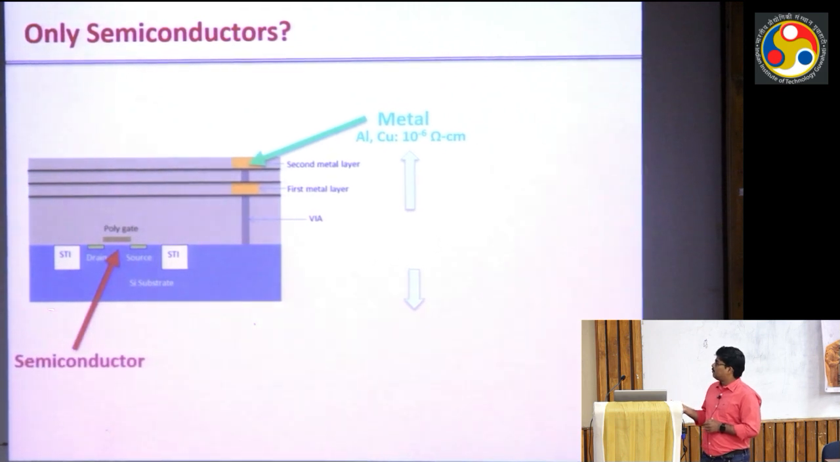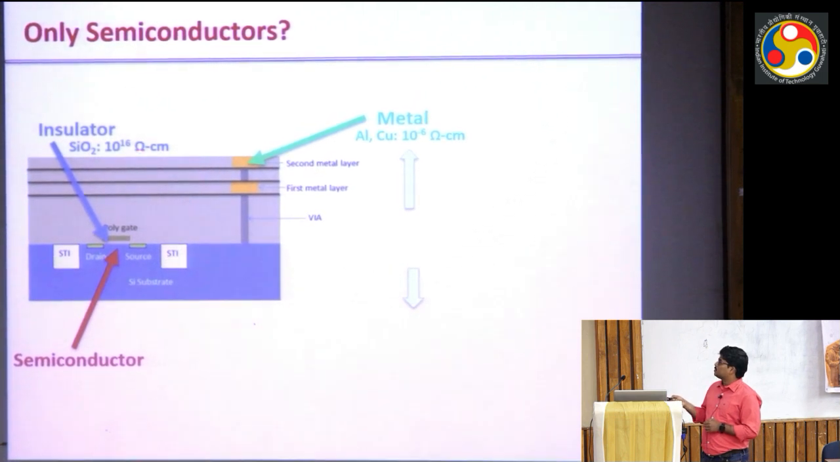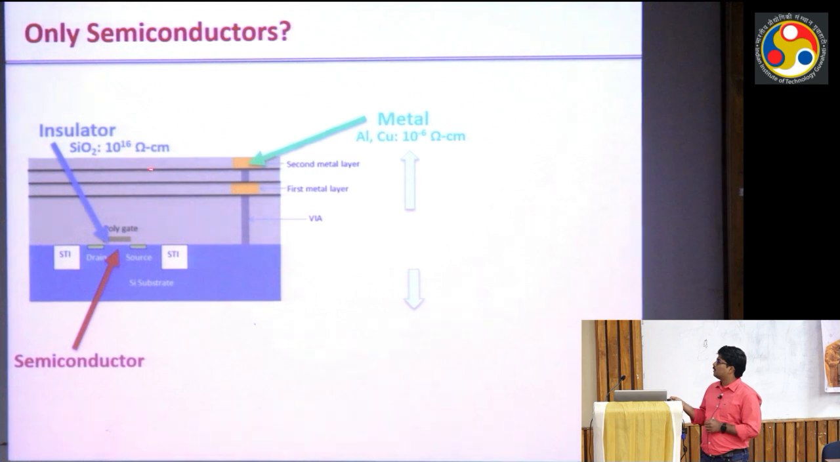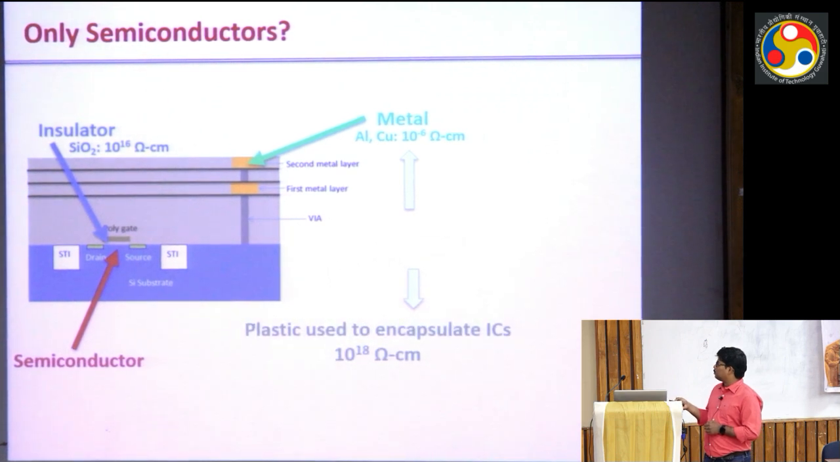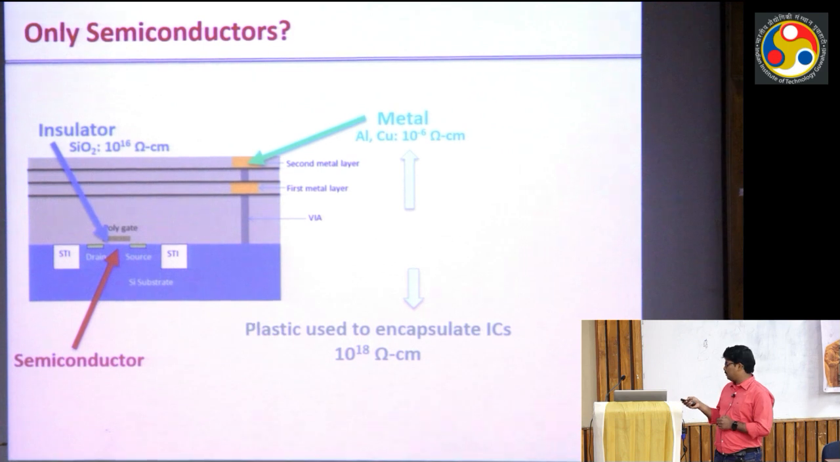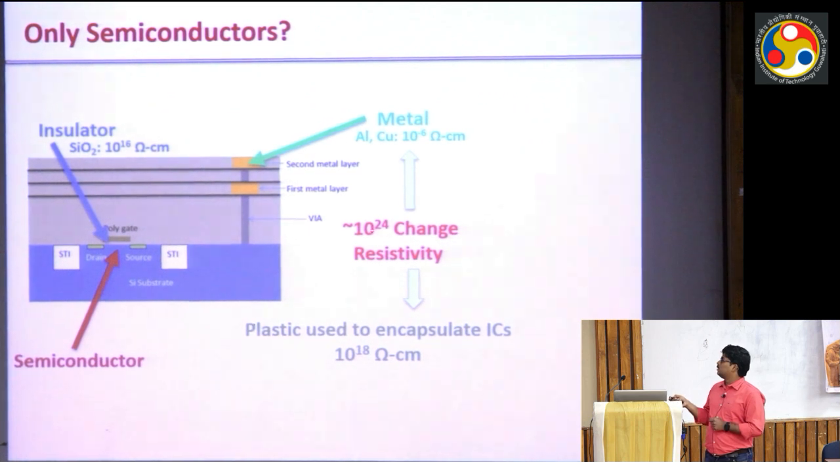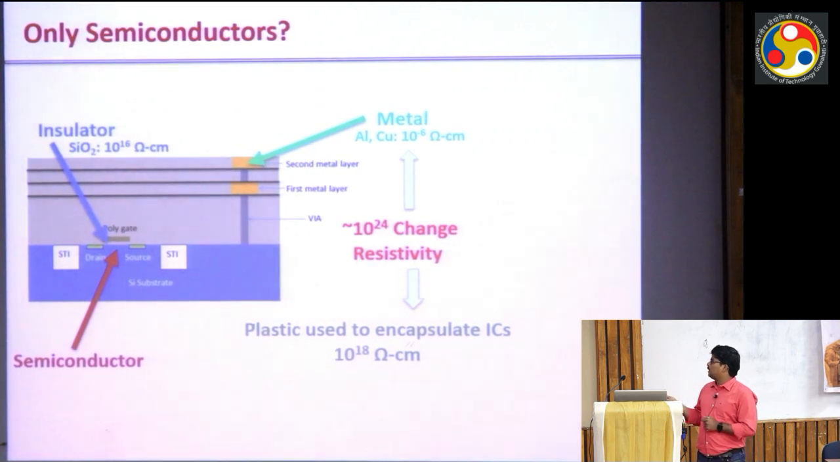Now, this semiconductor has resistivity in between metal and insulator, which we can also modulate. That is why the active device portion is made of semiconducting material. Then we also have insulator, where the resistivity is 10 to the power 16 ohm centimeter. Followed by that, we also use plastic or PVC-like material to encapsulate all these ICs, which has resistivity of the order of 10 to the power 18 ohm centimeter. Now if you see the difference in conductivity, it is 10 to the power 24 order of difference from metal to the plastic or PVC that we use to encapsulate this IC.